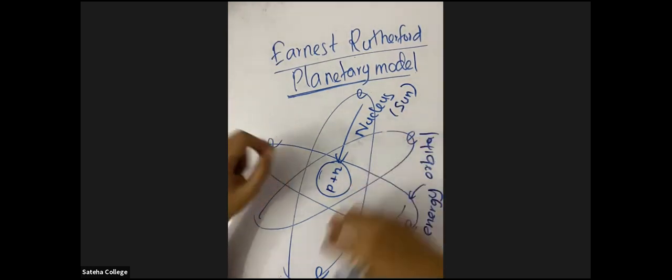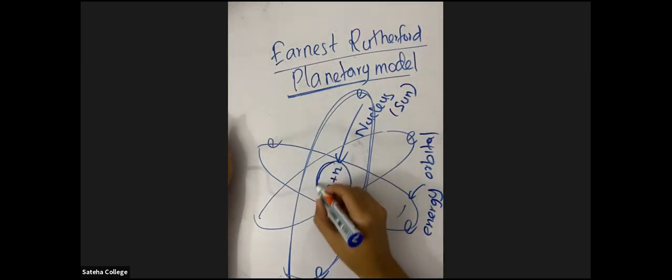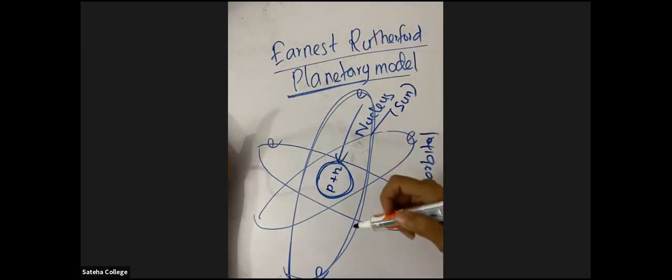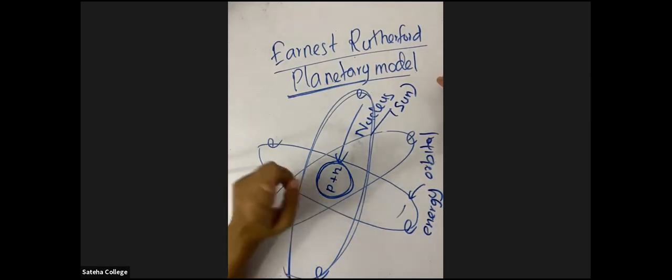Then what did he say? Electrons are revolving around the nucleus in what? In energy orbital, right? The thing in the center, you call it the nucleus. These are the names he gave, right? And he told that the electrons are revolving around the nucleus in energy orbital. Did you understand? I'll explain one more time.